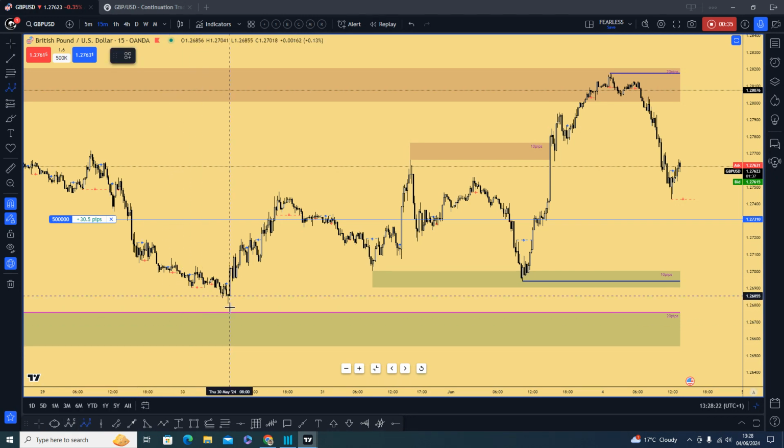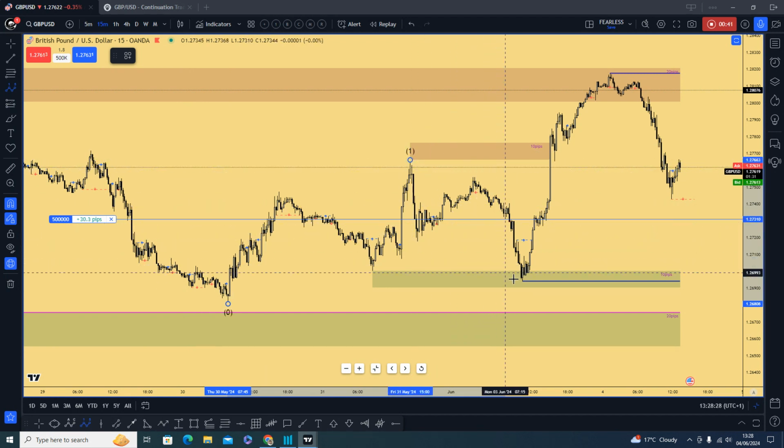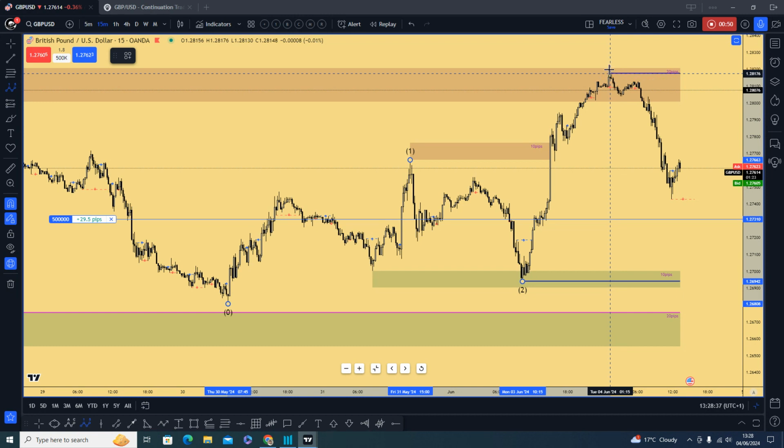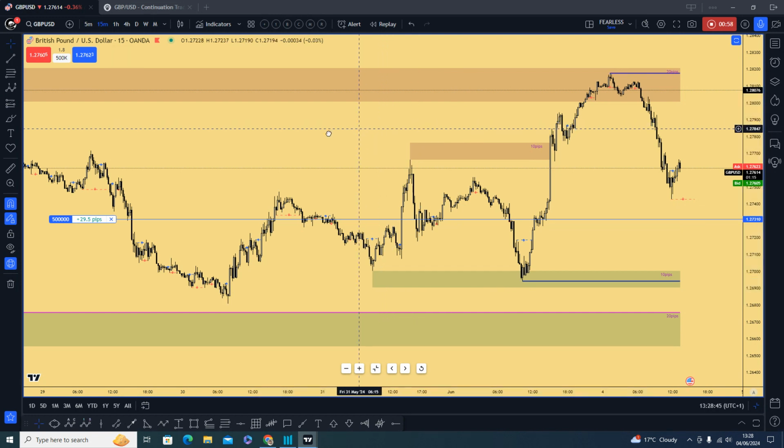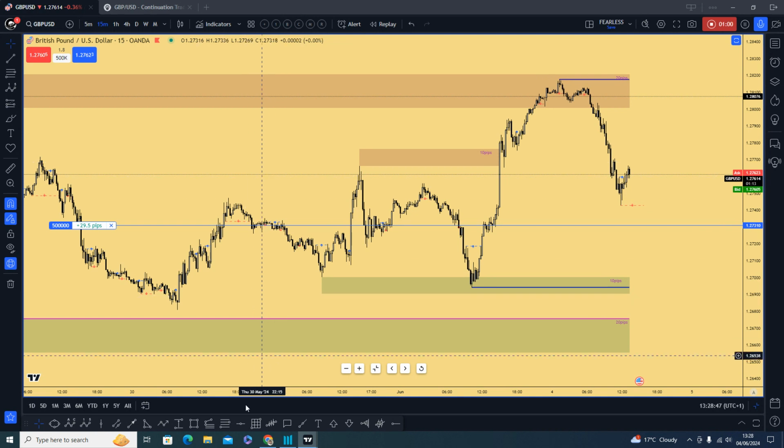And so this is 0ABC1. The 2 came down to manipulate the B of the 1 wave. Then we have a 2 there, and this is 3, and this is currently 4. Okay, the trend is still up in the pound based on the wave structure.